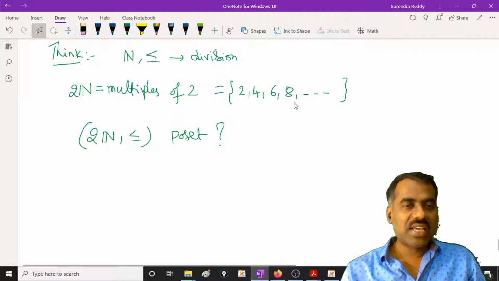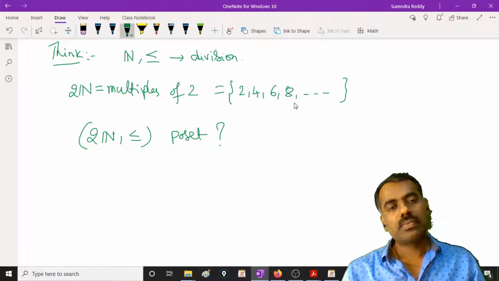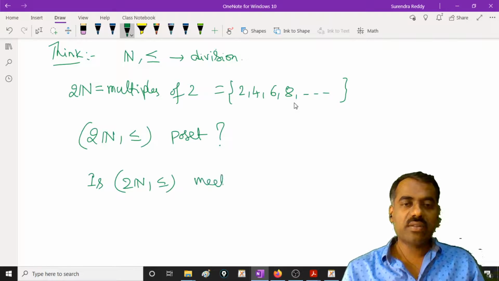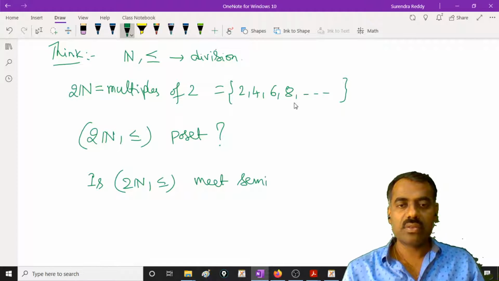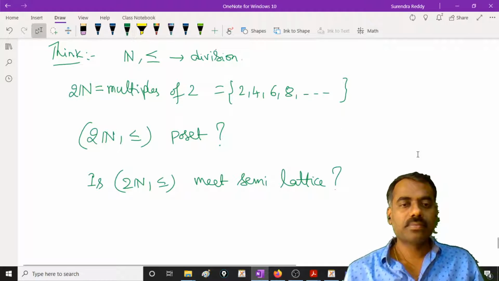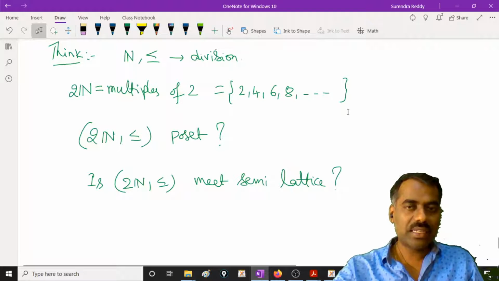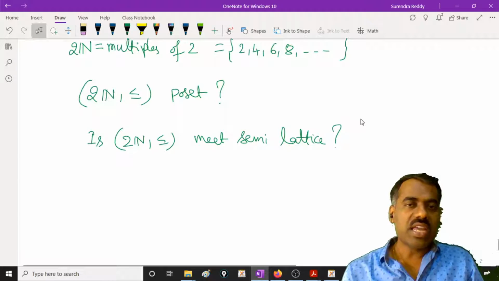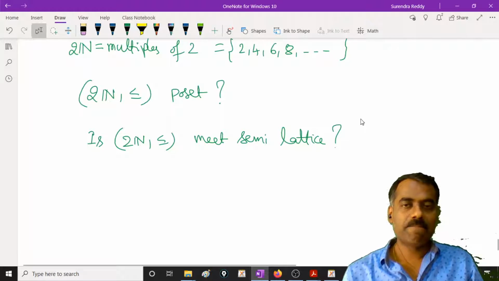Now the question is, is 2n a meet semi-lattice? Is it a meet semi-lattice? That means if I take any two elements, then can I have the infimum of those two elements?